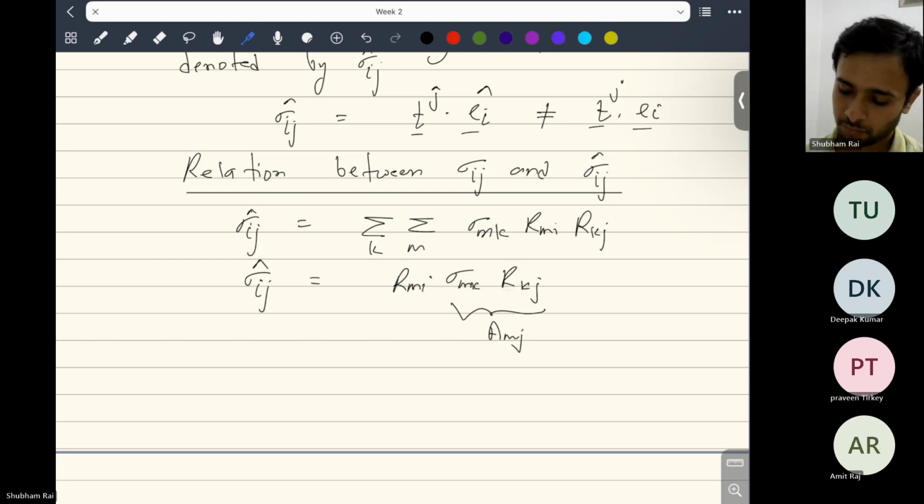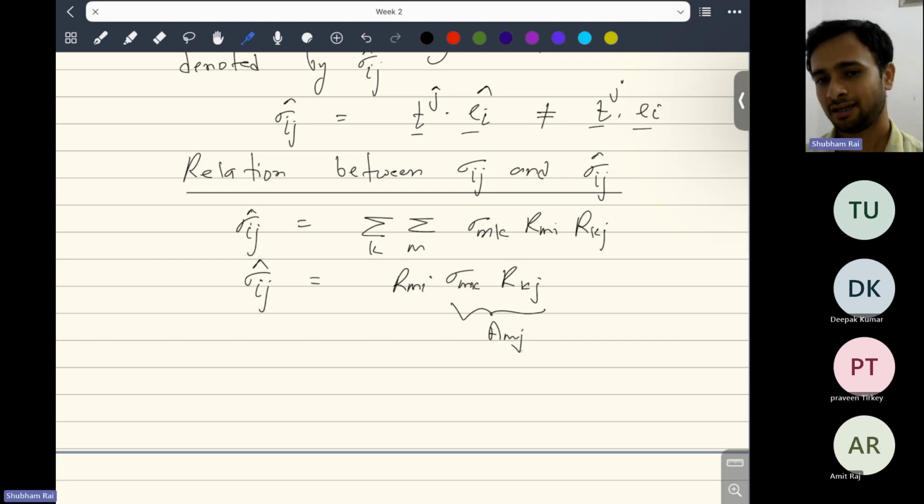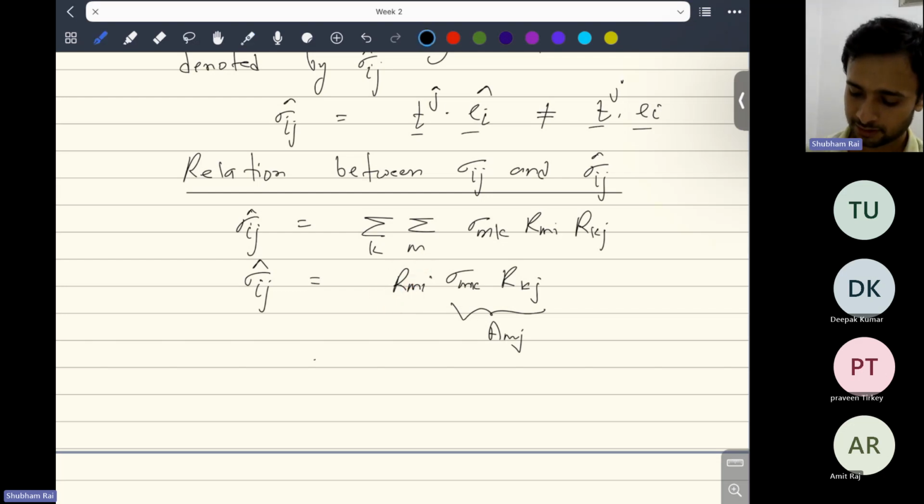Now, if you see here, this is r mi and a mj. In an ideal situation, it would have been r im a mj, but it is r mi, which means we are taking the transpose of R here. So we will write it like this: r im transpose, sigma mk and r kj. So that will imply sigma ij hat. You can stop me if you have any questions.